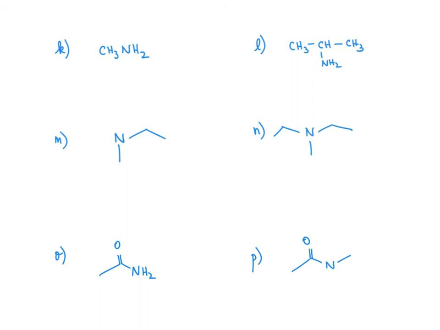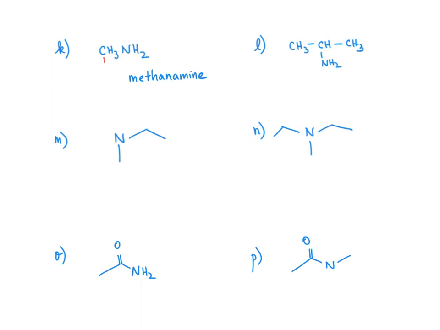The suffix is amine. So let's do K. I've numbered the carbon, happens to just be one of them. Instead of writing methane, I drop the E and add amine, so methanamine. I do look at the nitrogen to see what's bonded to the nitrogen, and I notice there's just hydrogens there, so that's all I need to do. This is a primary amine.